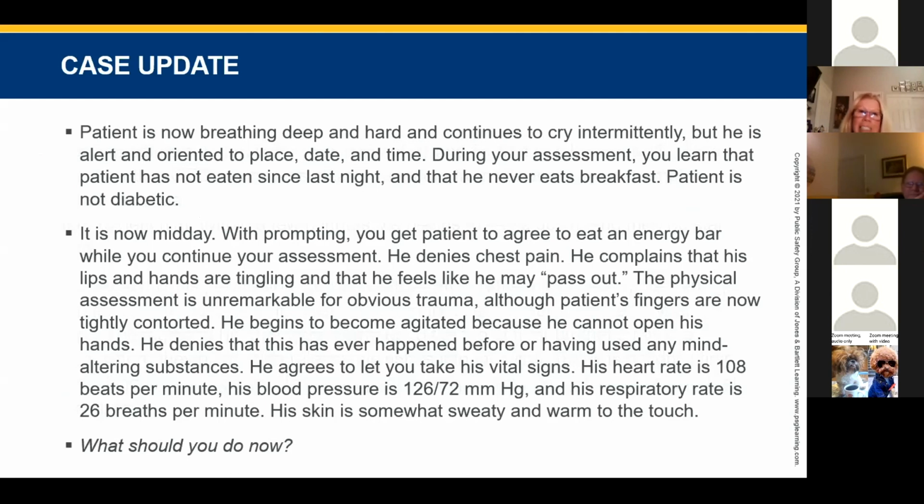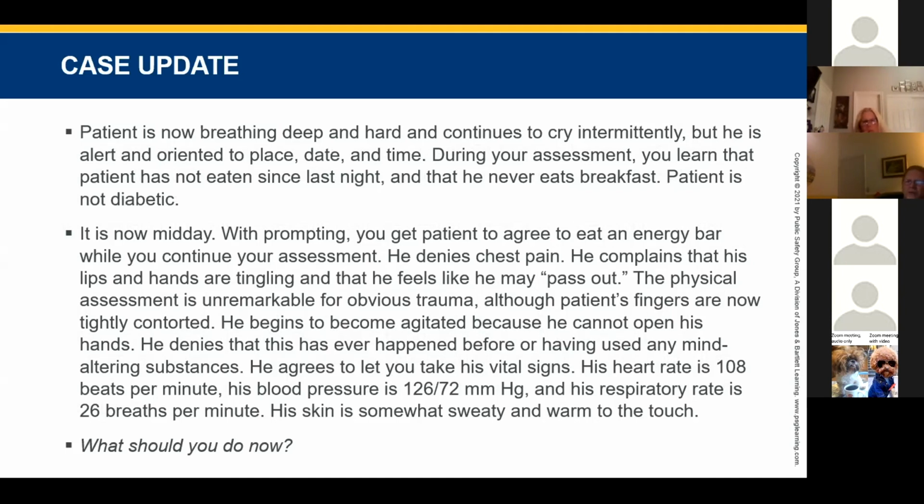Patient is now breathing deeply and hard and continues to cry. So now you've got someone that's really upset. He is alert and oriented to place, date, and time. During your assessment, you learn that the patient has not eaten since last night. So what does that tell you? He's undernourished. Low blood sugar. Hypoglycemia. But he's not a diabetic. Yeah, but he's exerting himself more than he has in five years, and he's not properly nourished.